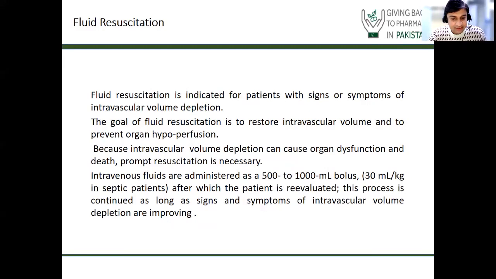Intravenous fluids are administered in the form of boluses, as we already discussed. Different institutes have different protocols. Some of them give boluses, and some organizations give weight-based fluids. The usual weight-based dose is 30 ml per kg, and that is given rapidly in the form of boluses. So in a patient who weighs 70 kilos, 30 ml per kg makes this volume around 2000 ml, or 2 liters.